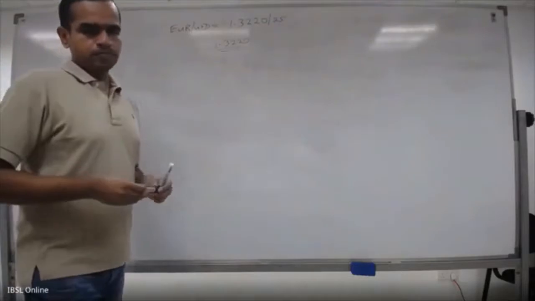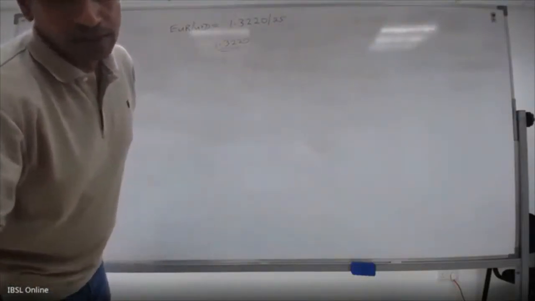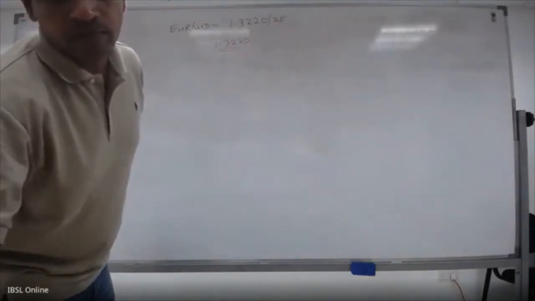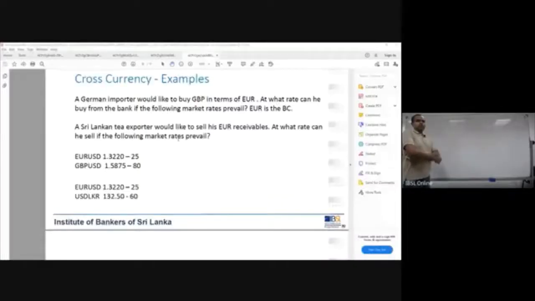Second one, a Sri Lankan tea exporter would like to sell euro receivables. At what rate can he sell if foreign market rates prevail? A Sri Lankan tea exporter would like to sell euro receivables. The dollar is 132.50.60.